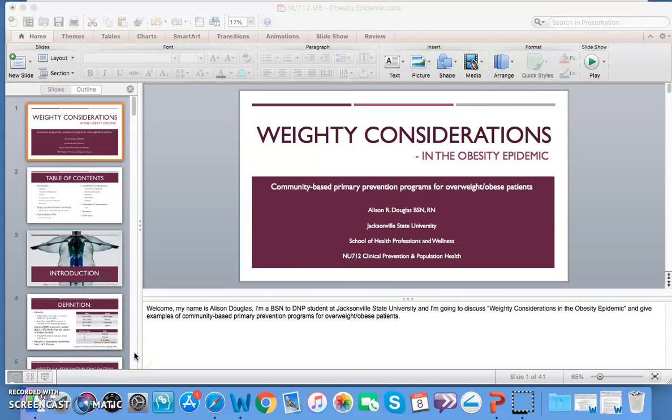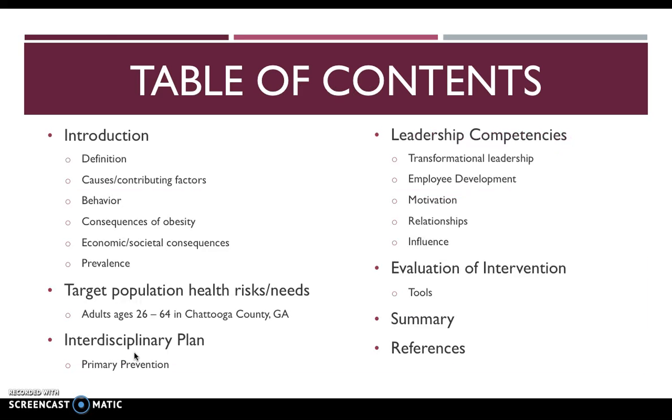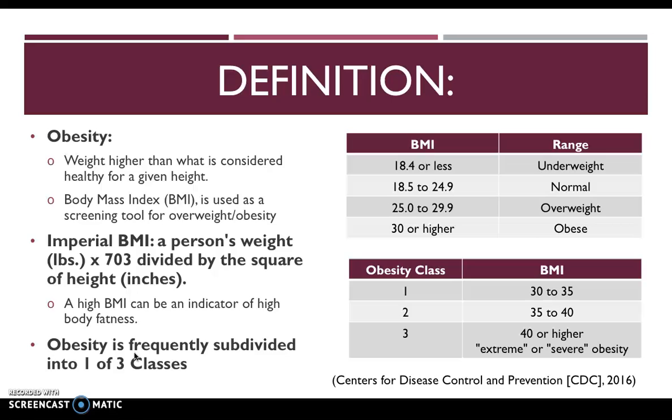I'm a BSN to DNP student at Jacksonville State University, and I'm going to discuss weighty considerations in the obesity epidemic and give examples of community-based primary prevention programs for overweight, obese patients. This presentation will cover 6 main topics: an introduction, target population health risks and needs, interdisciplinary plan, leadership competencies, evaluation of interventions, and summary. Let's start with the introduction of obesity.